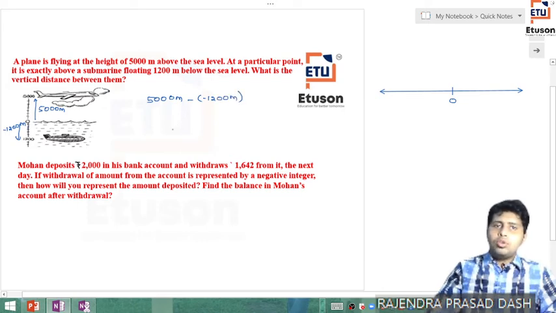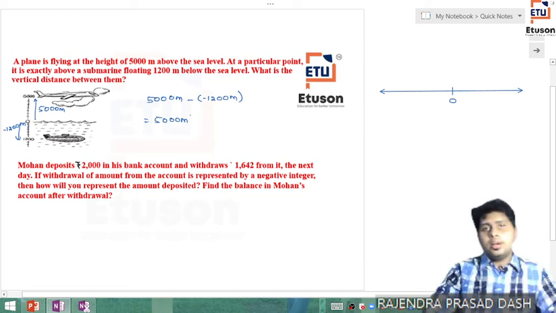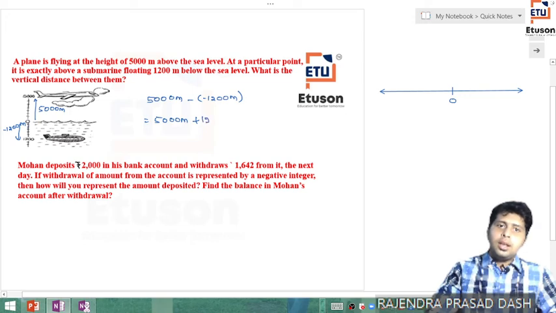I have already told you, in case of subtraction you have to add the additive inverse of the other number. So here we are subtracting minus 1200 meter from the 5000 meter, so we have to add the additive inverse of minus 1200 meter to the 5000 meter. What is the additive inverse of minus 1200 meter? It is plus 1200 meter. So I'll add plus 1200 meter with it.